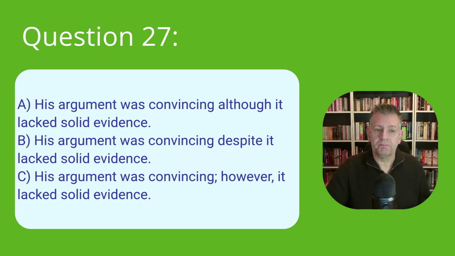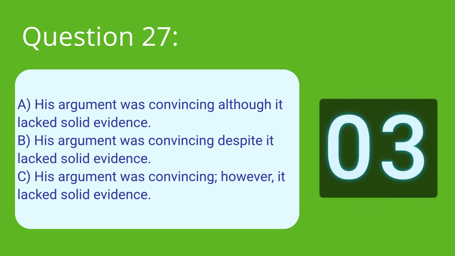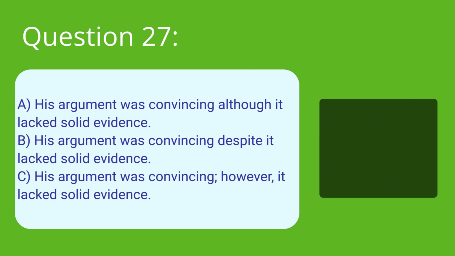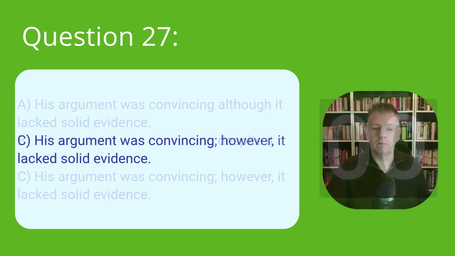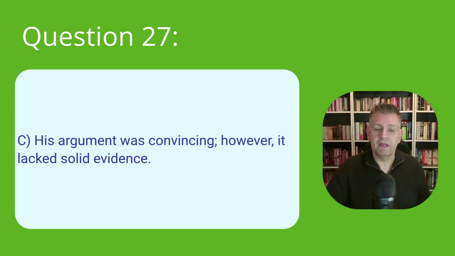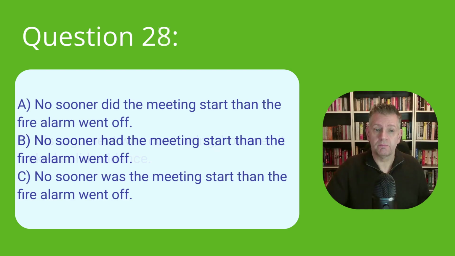Question 27. A. His argument was convincing, although it lacked solid evidence. B. His argument was convincing despite it lacked solid evidence. C. His argument was convincing. However, it lacked solid evidence. The answer is C. His argument was convincing. However, it lacked solid evidence.